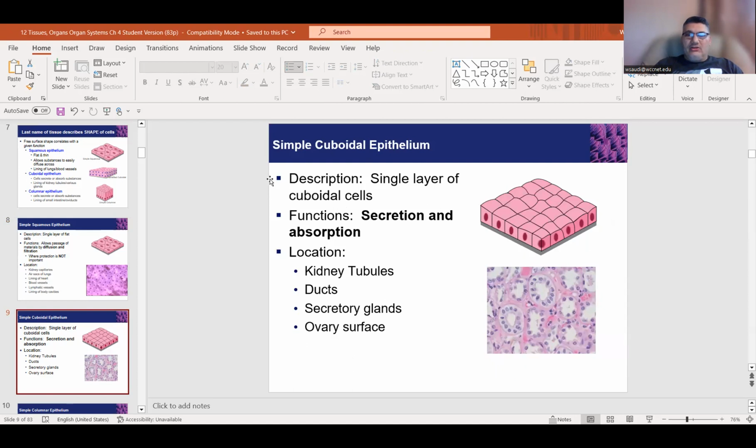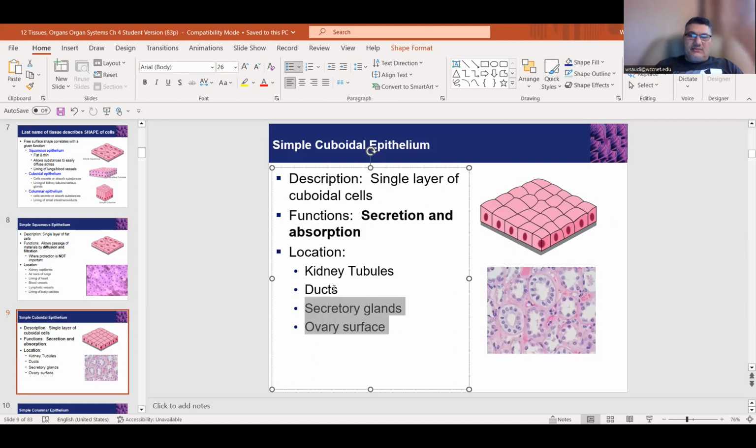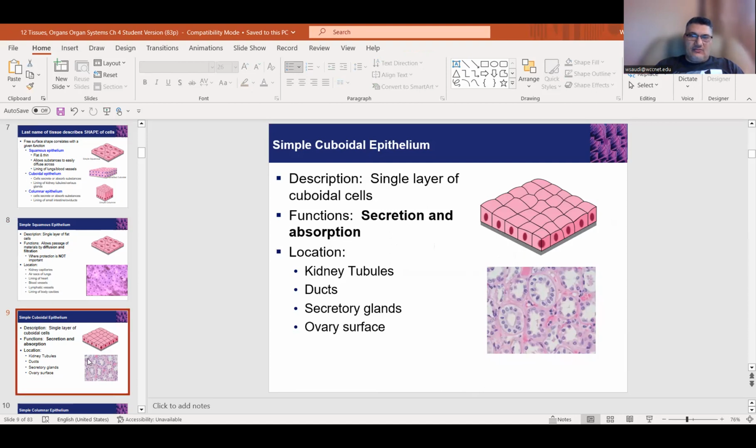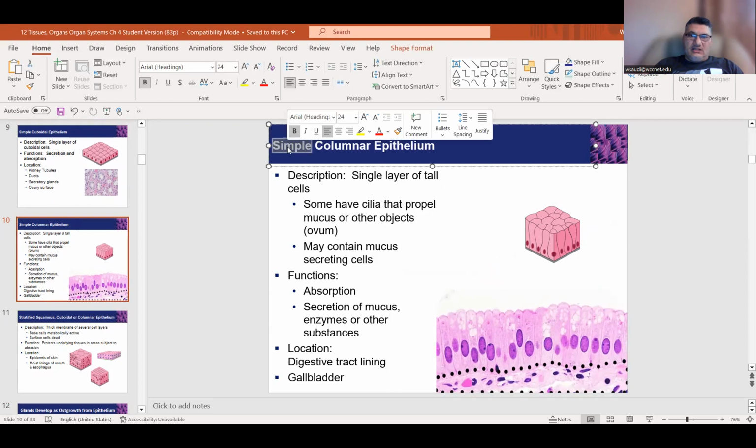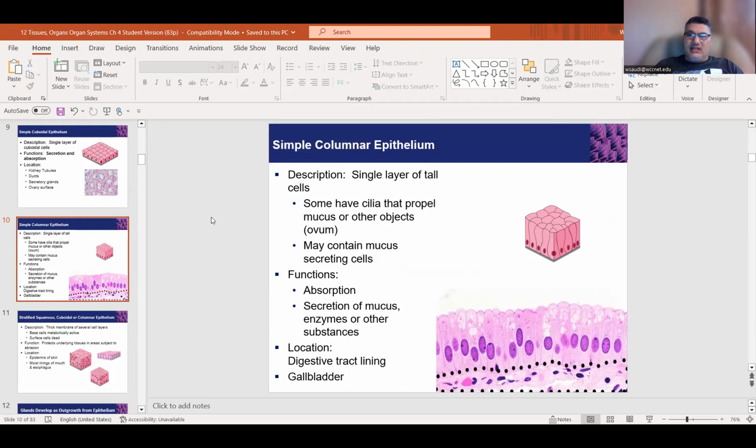Next is simple cuboidal. Translation. Simple is one layer. Cuboidal looks like a cube. This is for secretion and absorption, and I talked about it already. Remember that the columnar is also for secretion and absorption, but in other locations. Here, it's basically ducts and glands, and you need to remember this. The last one here for the simple is simple columnar. What does it mean? Simple is one layer. Columnar looks like a column, tall like a column.